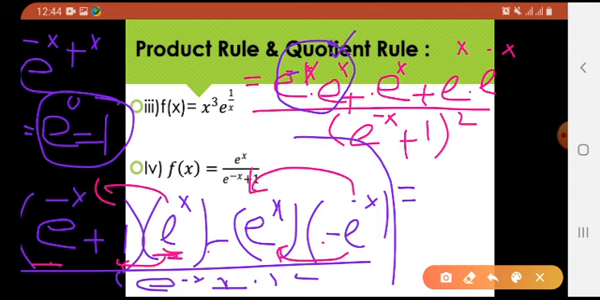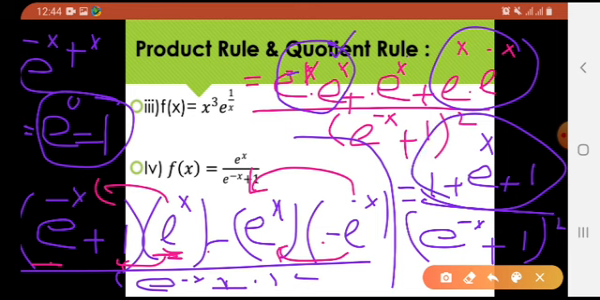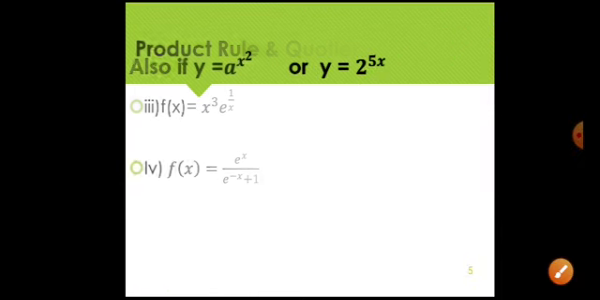So here I'm going to write it down. 1 plus this e raised to the power x as it is, plus here again I'm going to get what? 1, divided by e raised to the power minus x plus 1 whole square. So the final answer would be, in the numerator we will get 2 plus e raised to the power x divided by this whole thing. That would be your final answer. Done? I hope I am cleared enough.